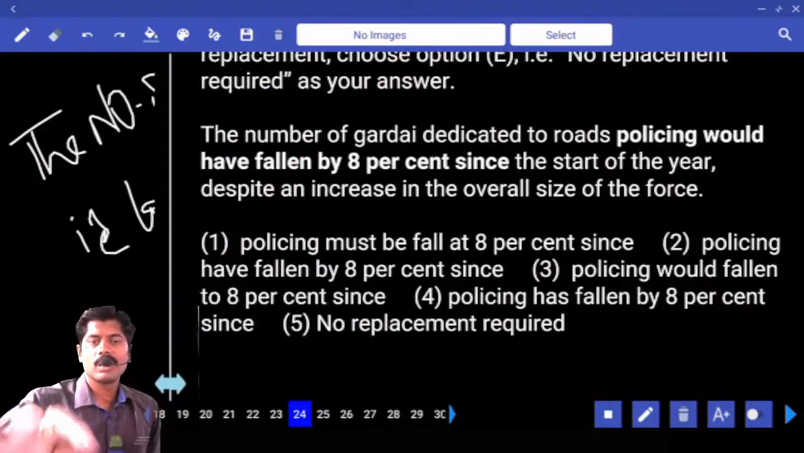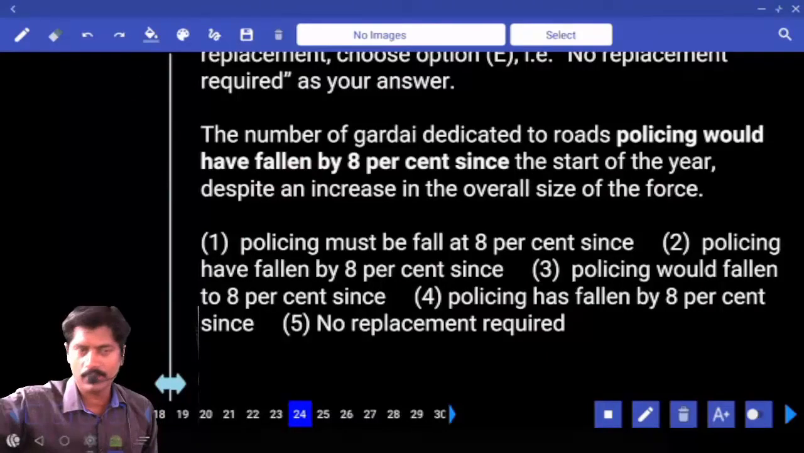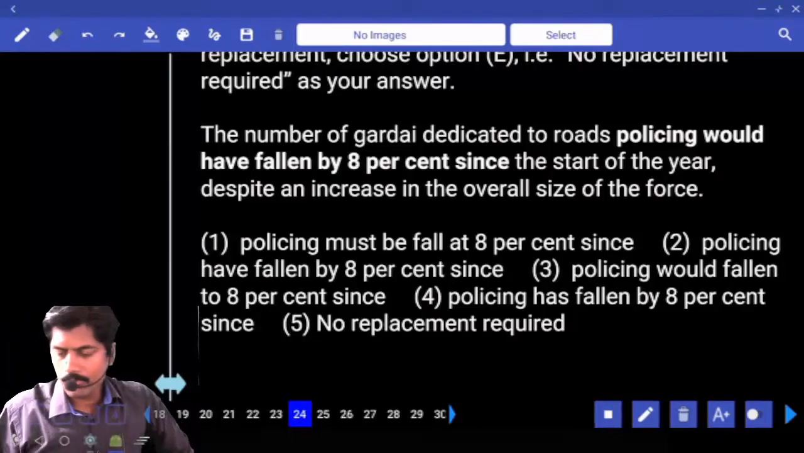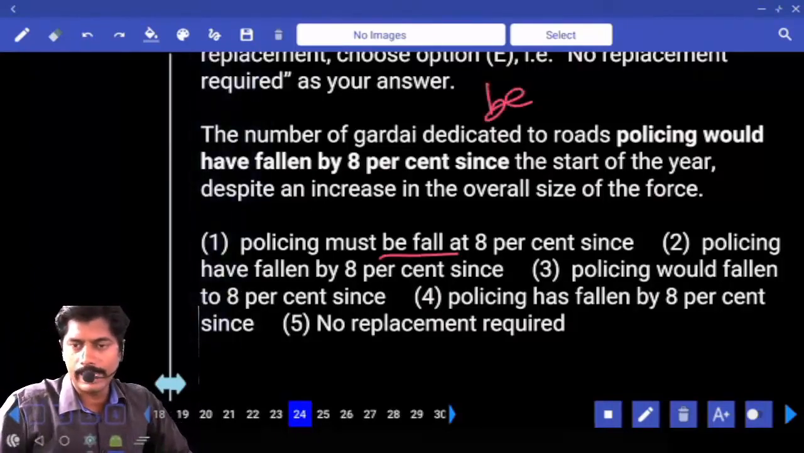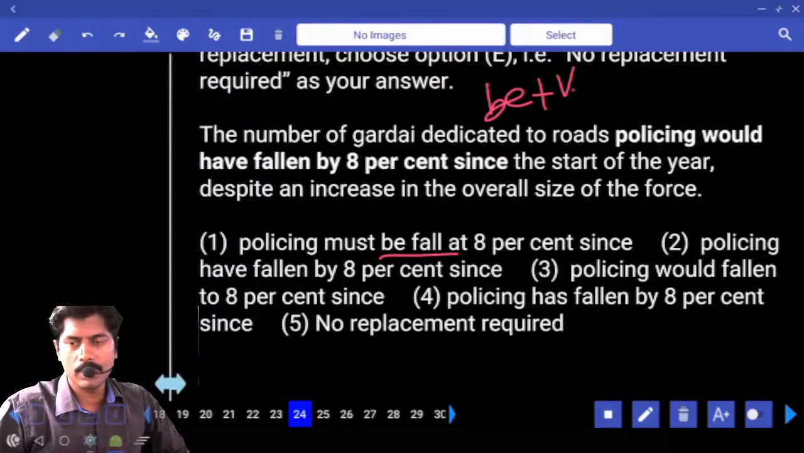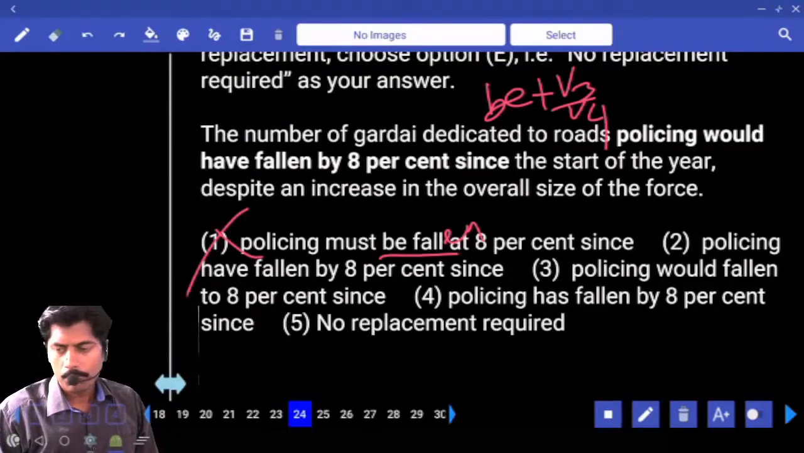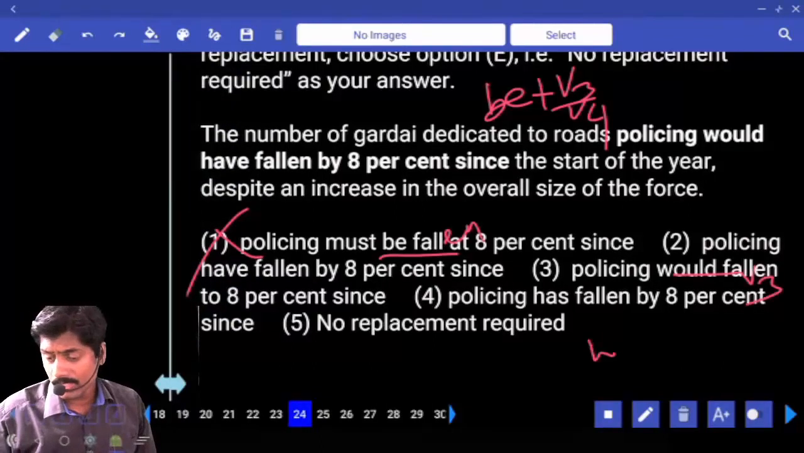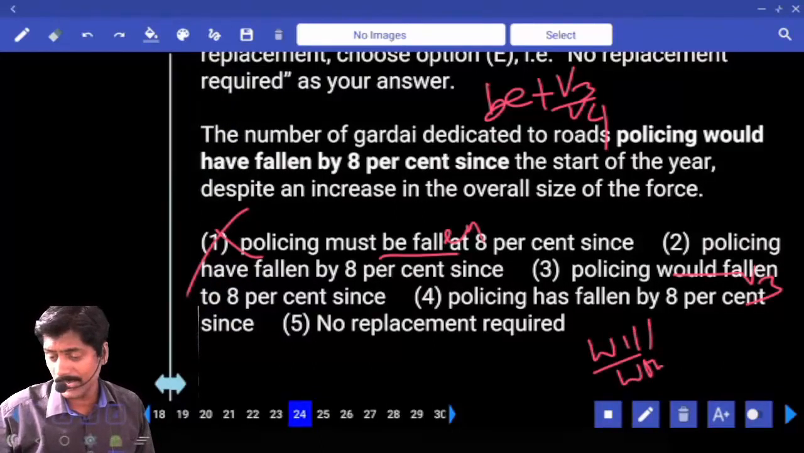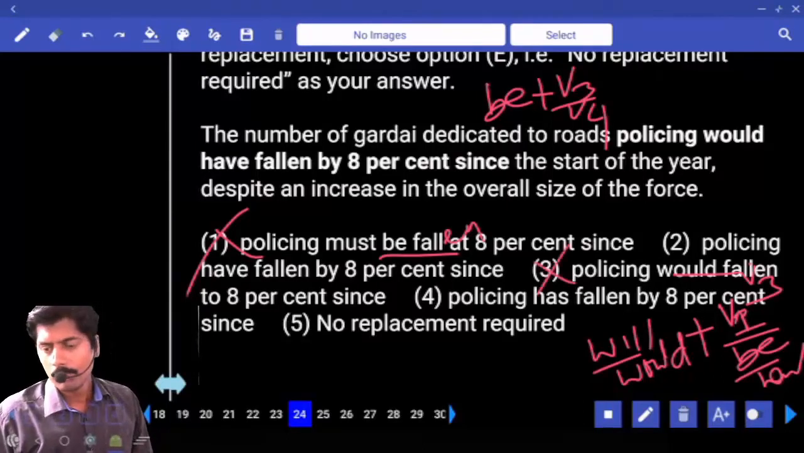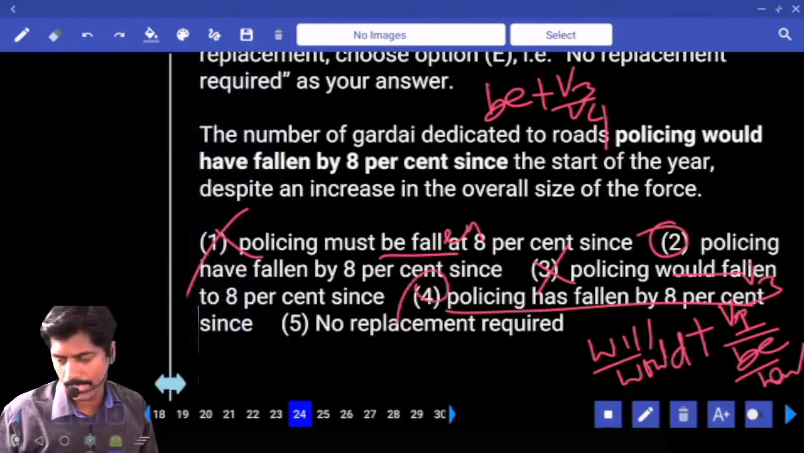The number of Gardai dedicated to roads policing would have fallen by 8% since the start of the year. Must be fall. Can I take B fall? After B, can I take V1? What should come after B? V3, V4 and a half. If fallen is there, I could have taken. First one wrong. Policing have fallen. Would fallen. Would, can I take V3? Just now I mentioned will. After will, what do we take? The same thing we take after would. V1, B or have. So would V3 is wrong. Policing has fallen. Yes. 2, 4, 5. Answer.